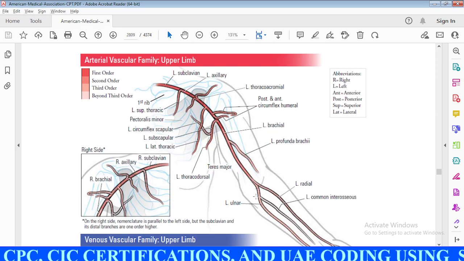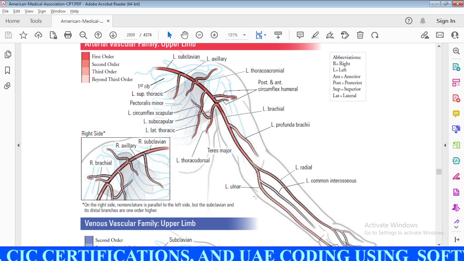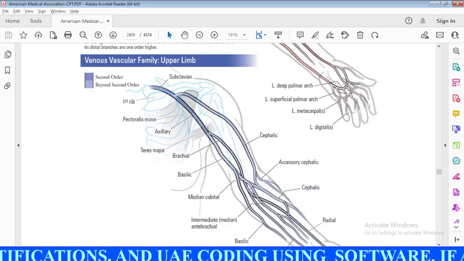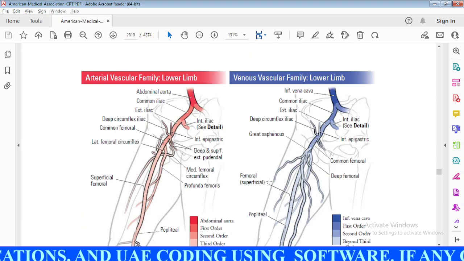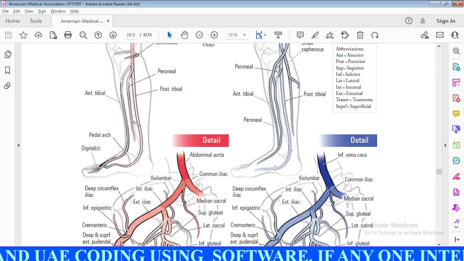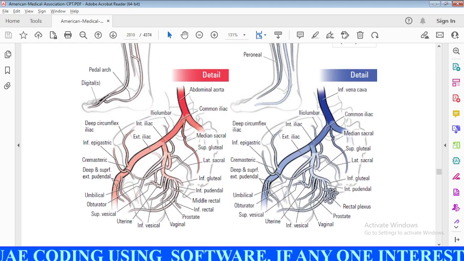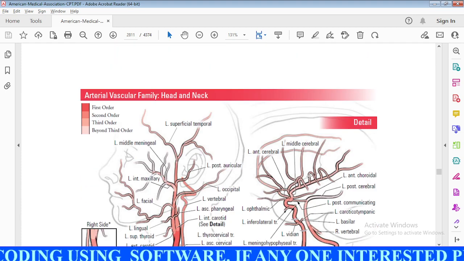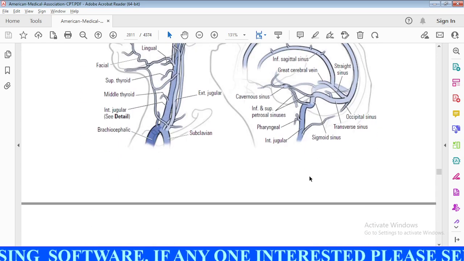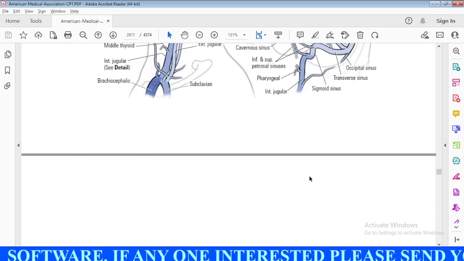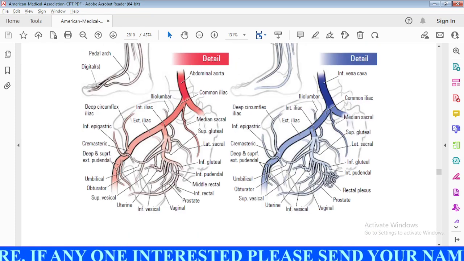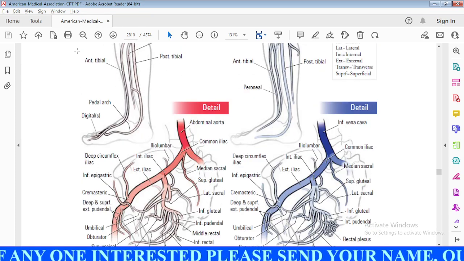Here is the arterial vascular family, upper limb. These are the arteries of the upper limb. Here we have the lower limb, with detail of both veins and arteries, then the arterial vascular family, head and neck, and veins, head and neck. So in order to know the arterial family properly, you need to see this vascular family in Appendix L.